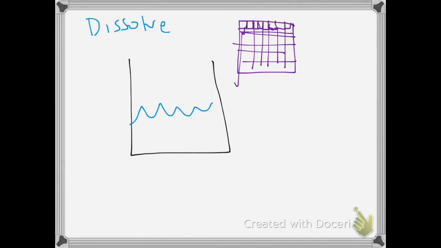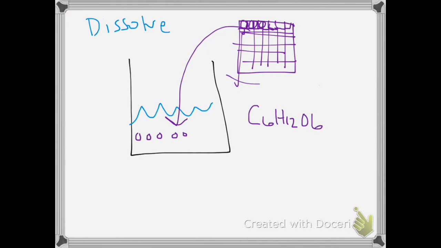Well, when you put this in water, all of these little pieces are going to break up, but they're still all little sugar molecules. So let's say, for example, instead of table sugar, this is glucose. So the chemical formula is C6H12O6. This is just a ton of molecules of C6H12O6. So that's a molecule of glucose, that's a molecule of glucose.